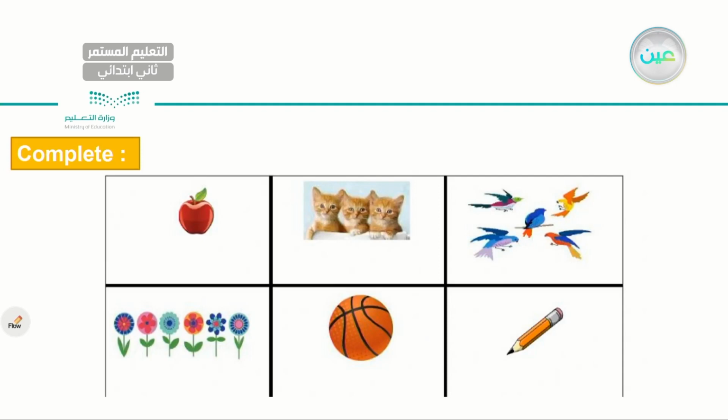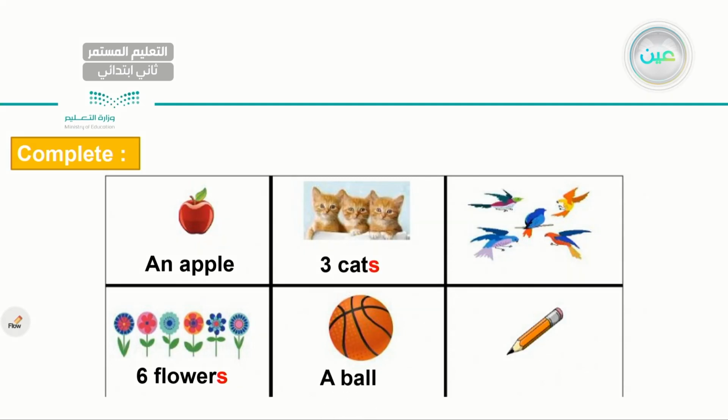Now, help me out to complete. Now we have to not choose, we have to complete. Write down the answer. The first item I have an apple, singular. Next one I have 1, 2, 3, 4, 5, 6. I have 6 flowers. Very good. Now, notice that I add an S here for plural. Next one I have 1, 2, 3. I have 3 cats, plural, cats.